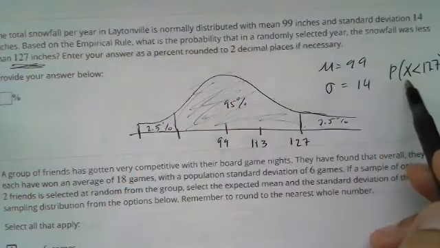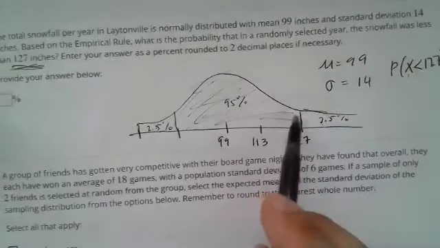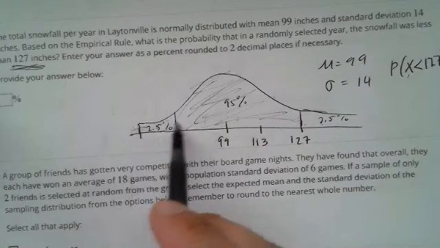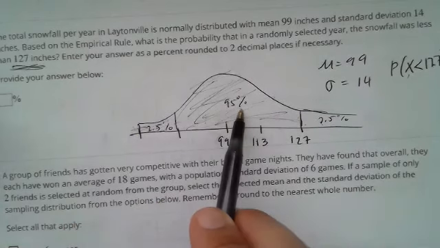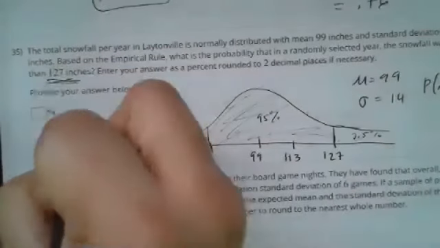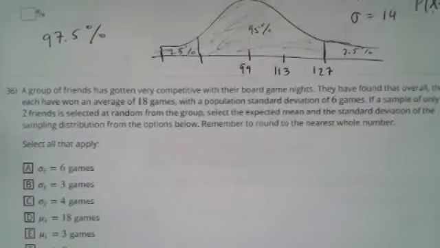But when they're asking for less than 127, they're asking for all the area to the left of that value. So it's really 95% plus 2.5%, giving us 97.5%.